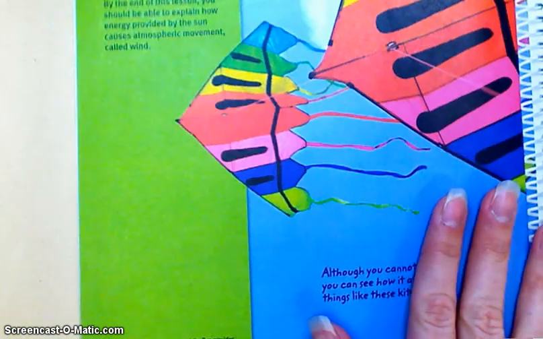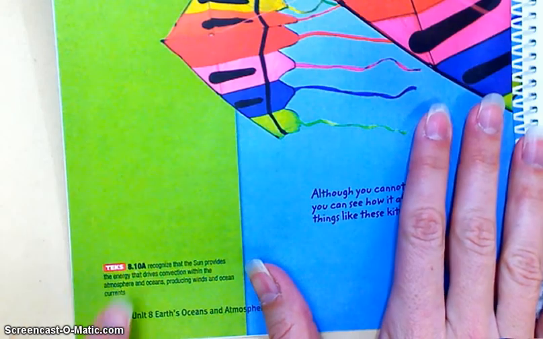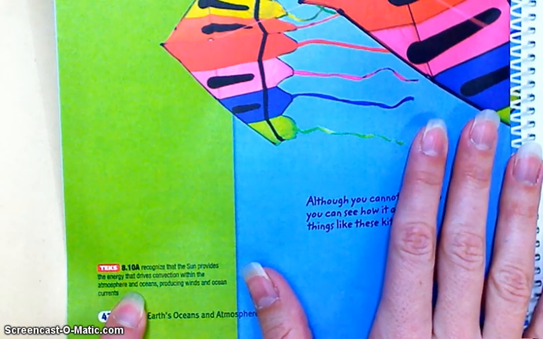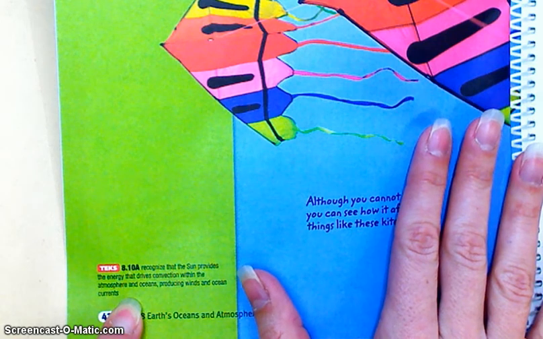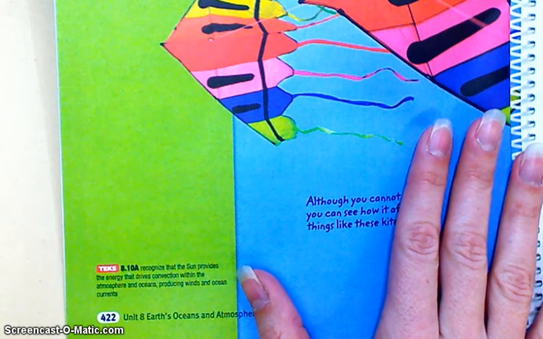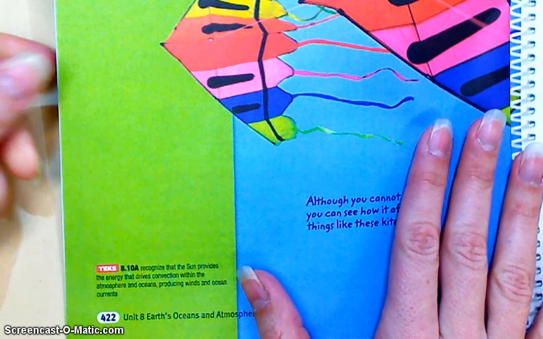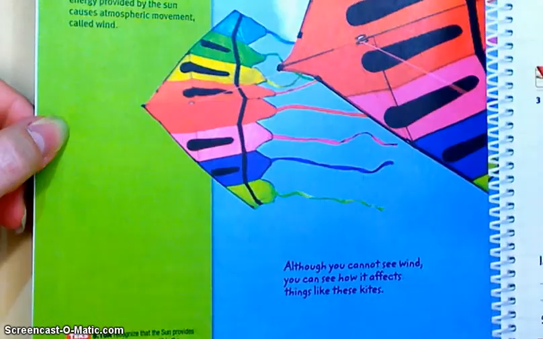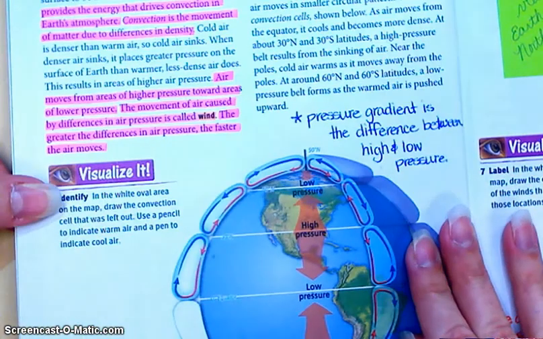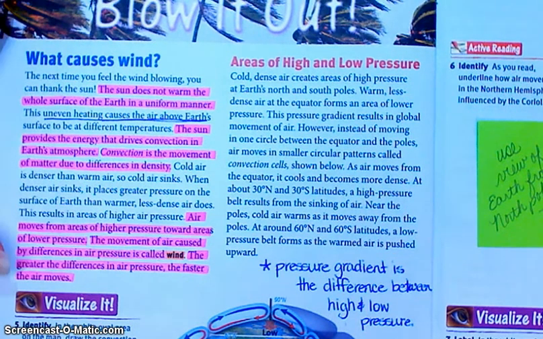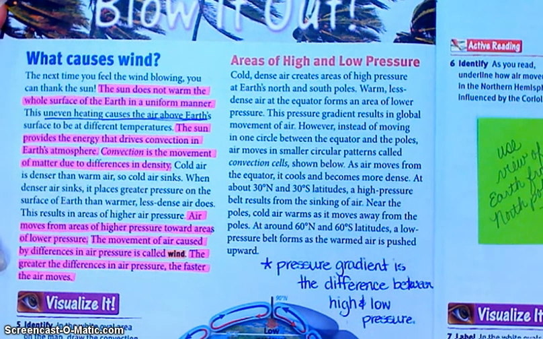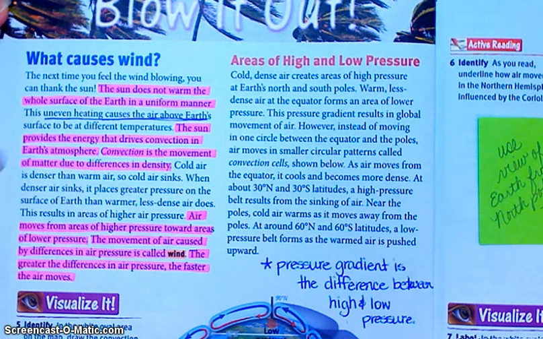The state of Texas states that you need to be able to recognize that the sun provides the energy that drives convection within the atmosphere and oceans, producing winds and ocean currents. So those are our objectives for this lesson. Let's go to page 424. And let me talk you through this. Of course, I want you to highlight what I have highlighted.